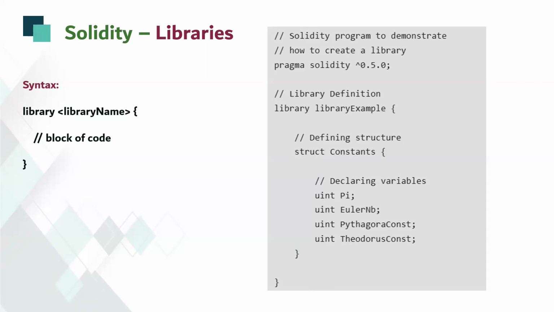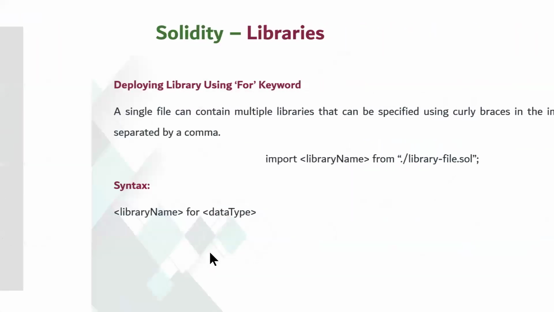It's important to note that the code here only defines the structure within the library. In order to utilize the library and its constants, you would need to import the library into another contract and access the constants through that contract. So this example demonstrates the basic syntax of creating a library in Solidity and defining a structure within the library. Look at this.